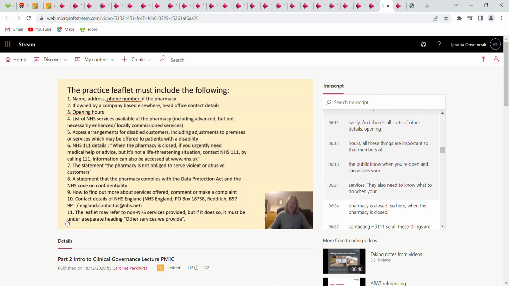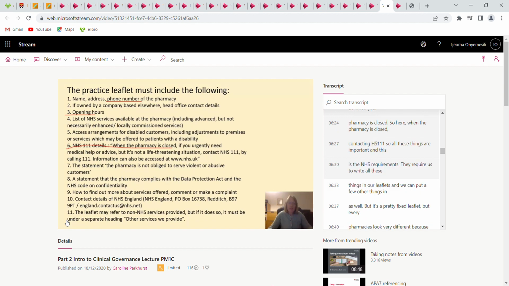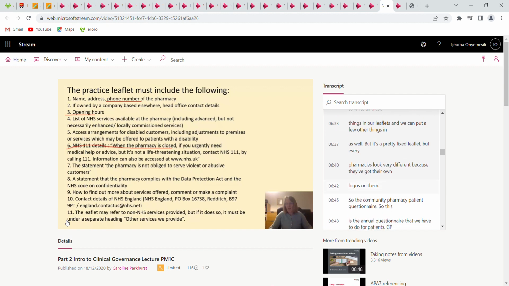They also need to know what to do when your pharmacy is closed. So here, when the pharmacy is closed, contacting NHS 111. So all these things are important, and this is the NHS requirements. They require us to write all these things in our leaflets, and we can put a few other things in as well, but it's a pretty fixed leaflet. But every pharmacy looks very different because they've got their own logos on them.